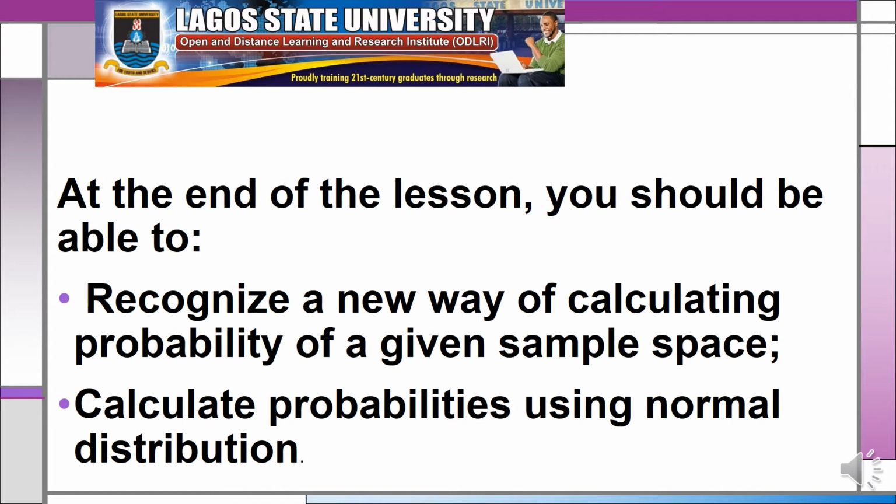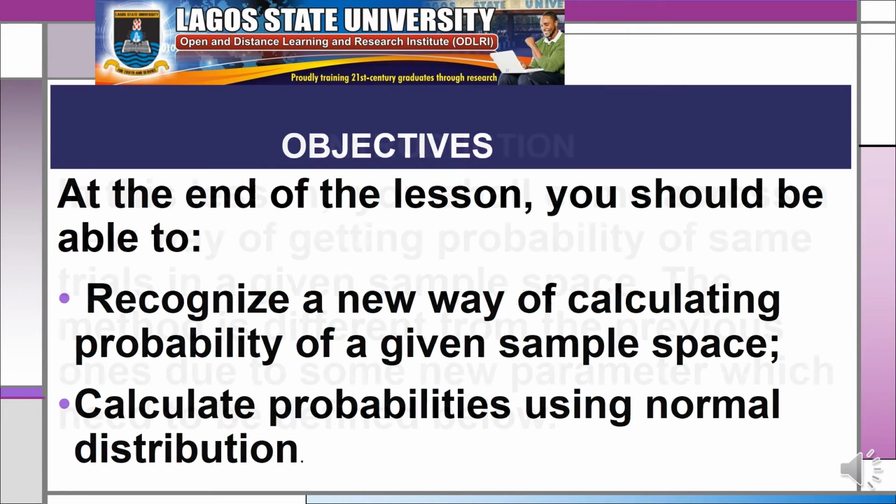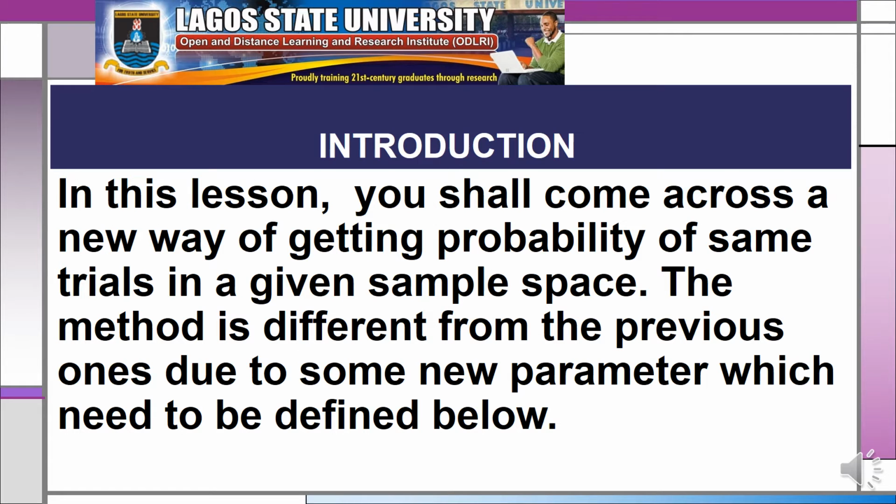Objective of the lesson. At the end of this lesson, you should be able to recognize a new way of calculating probabilities of a given sample space, to calculate probabilities using normal distribution. In this lesson, you shall come across a new way of getting probabilities of the same trial or some trials in a given sample space. The method is different from the previous ones due to some new parameters which need to be defined below.